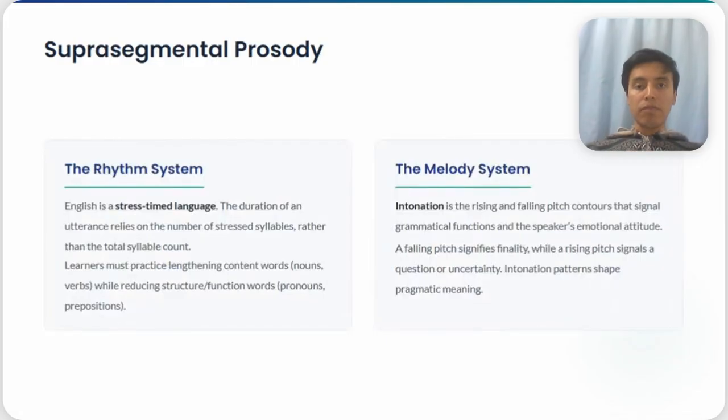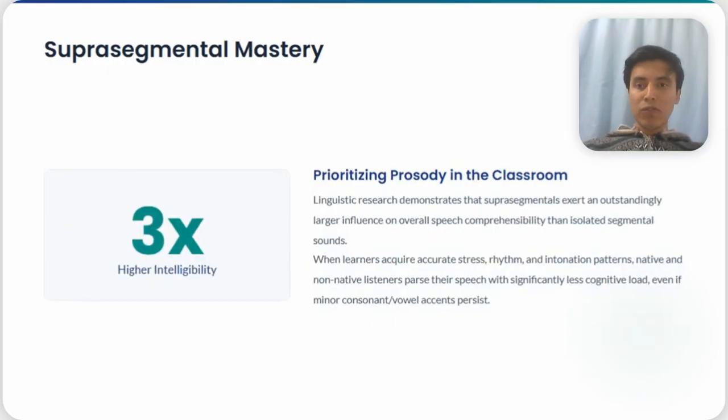Suprasegmental prosody. So now let's transition to suprasegmentals. One of the most important realizations for language learners is that English is a stress-timed language. This means that the rhythm of a sentence is determined by the number of stressed content words, such as nouns and verbs, while grammatical structure words are heavily reduced. So if a student pronounces every single syllable with equal length, their speech sounds mechanical.